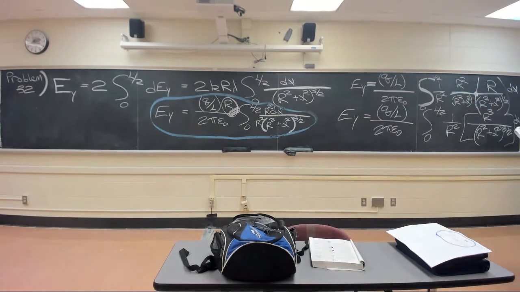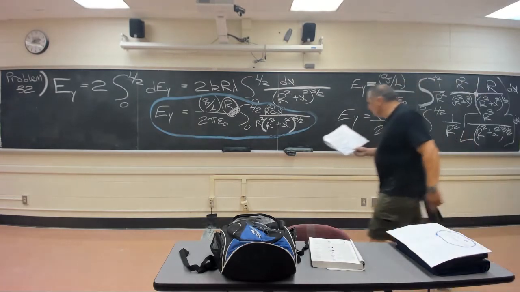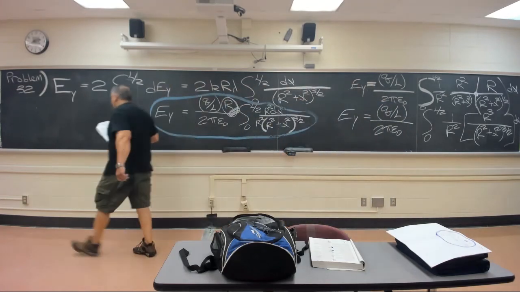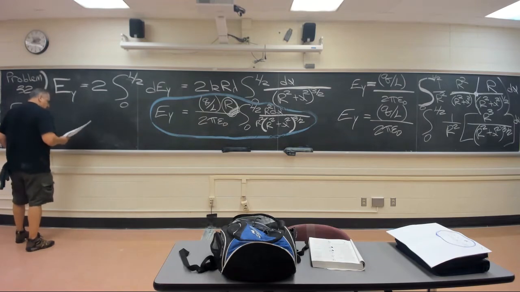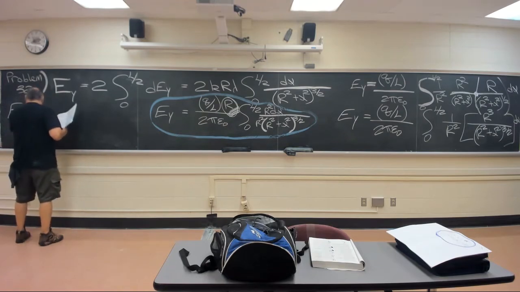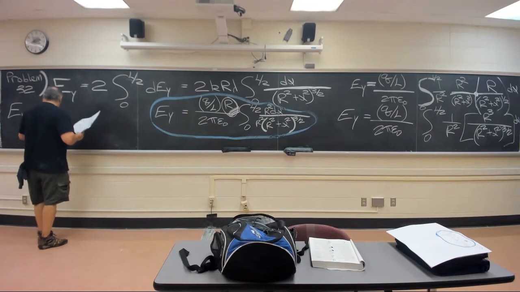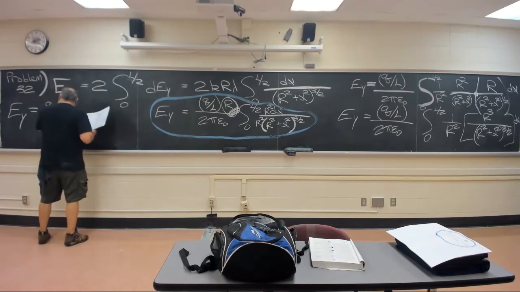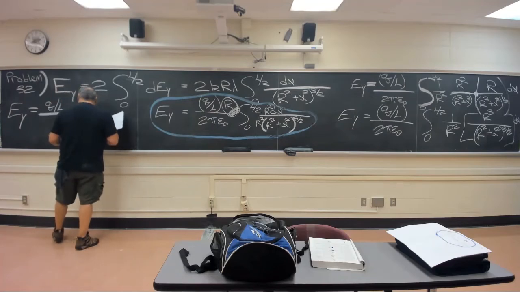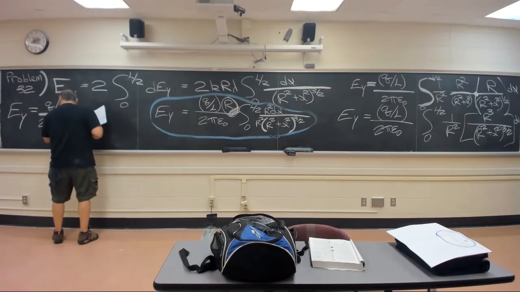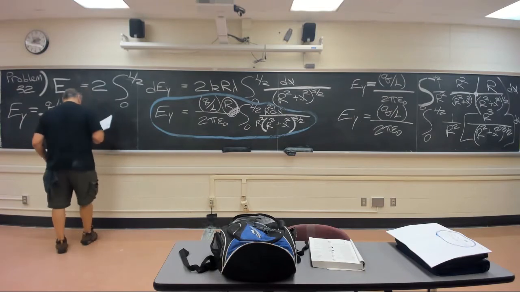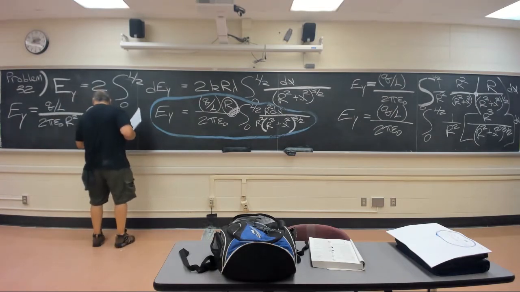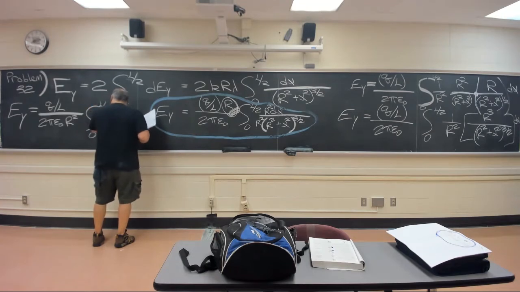All right. Well, what did I just say? What I basically said is that E_y at the end of the day is going to be Q over L, which is lambda, by the way, over 2 pi epsilon naught r squared, 0 to L over 2.